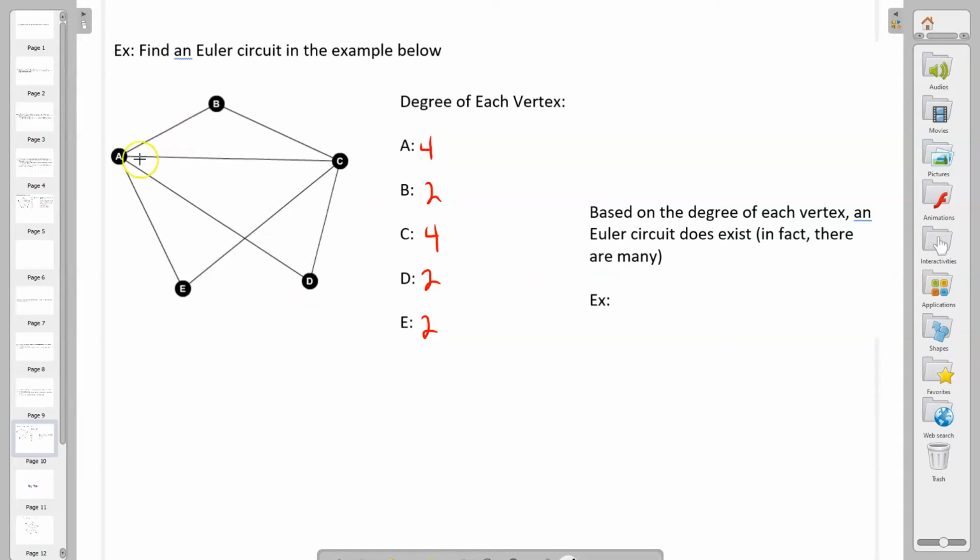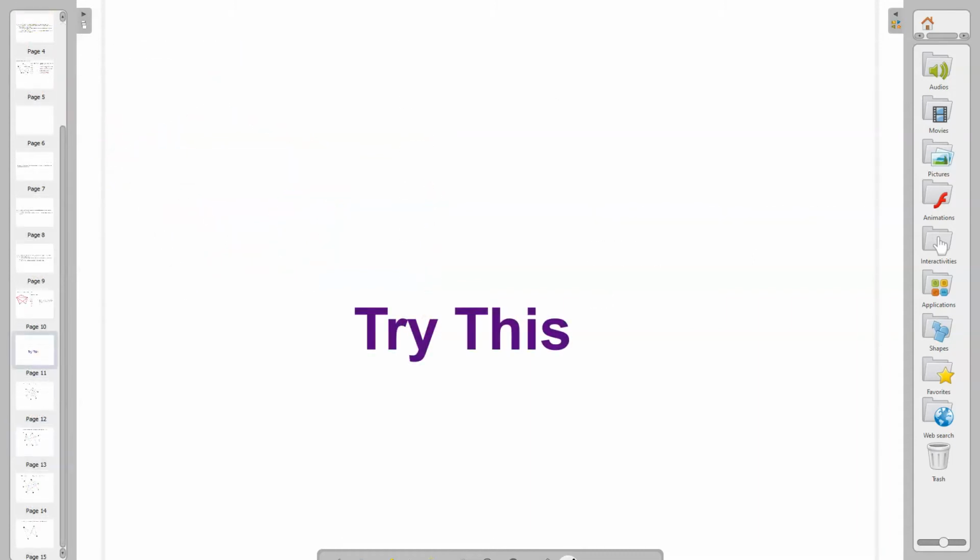To start the Euler circuit, I'm going to begin at A, go to C, from C to B, B to A, A to E, E to C, C to D, and D back to A. So I know I've got an Euler circuit because I've covered every single edge exactly once, and I ended up back at the original vertex. Try this question.